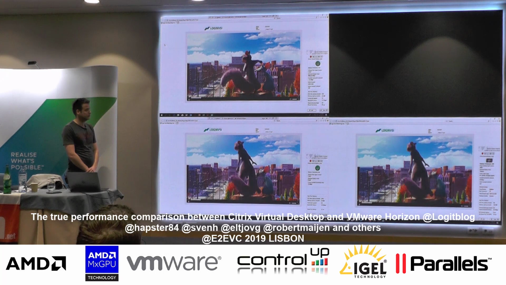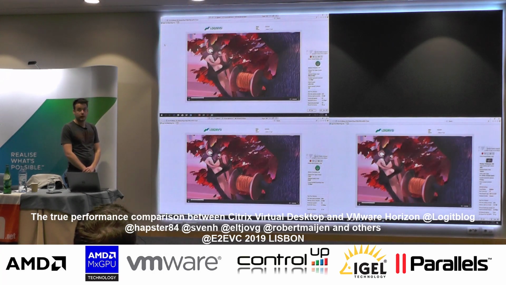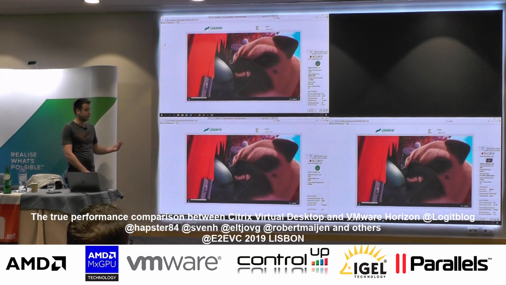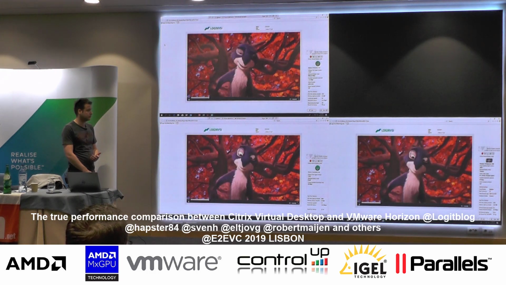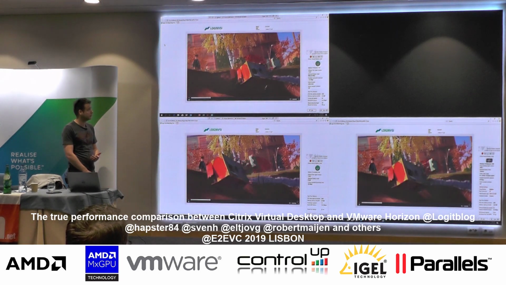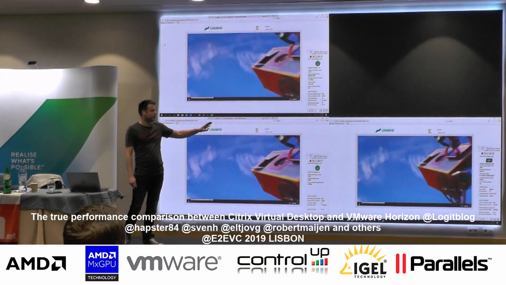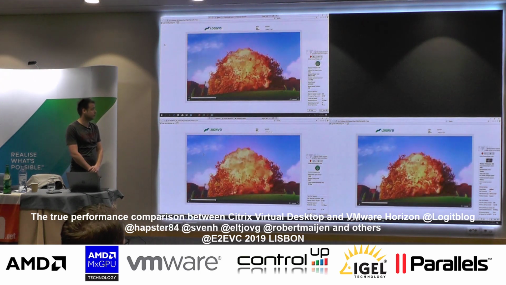Again, the videos are synced on exactly the same frame, but you can hear that the audio is way out of sync. And you can also see that Citrix is running a little bit smoother compared to Blast.